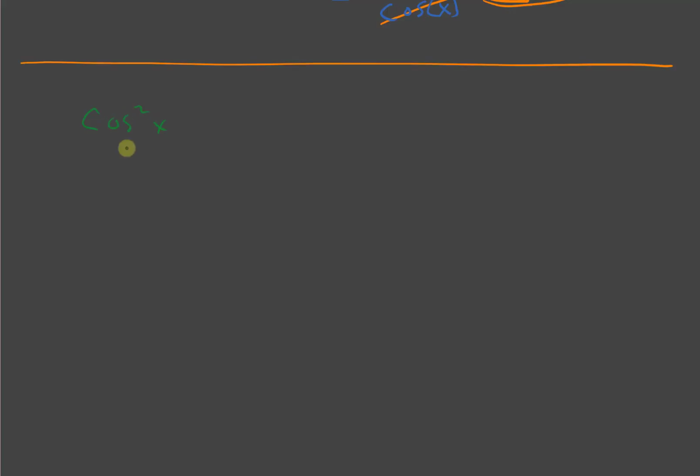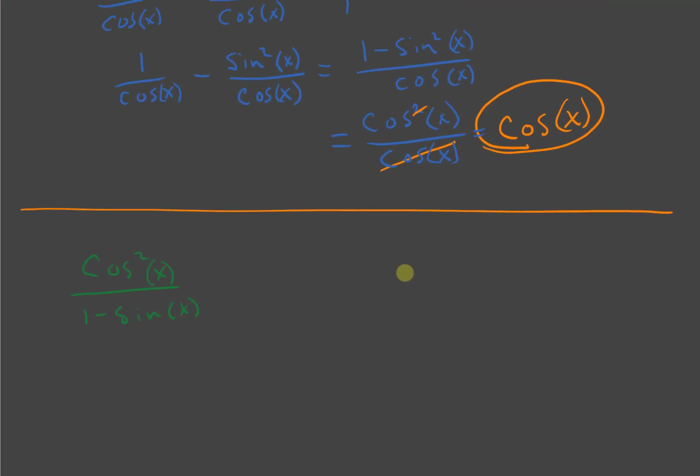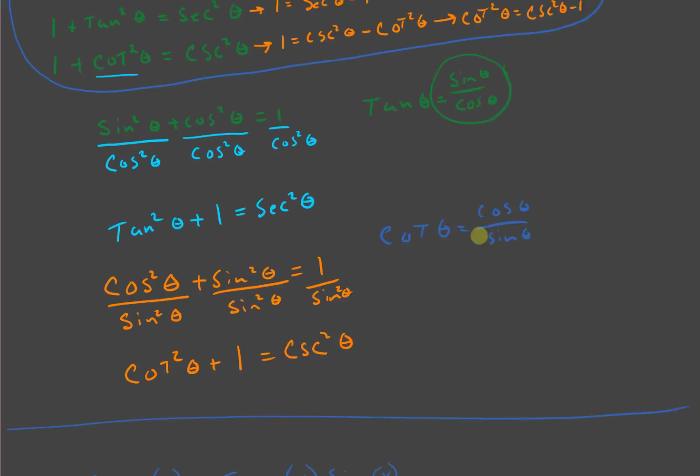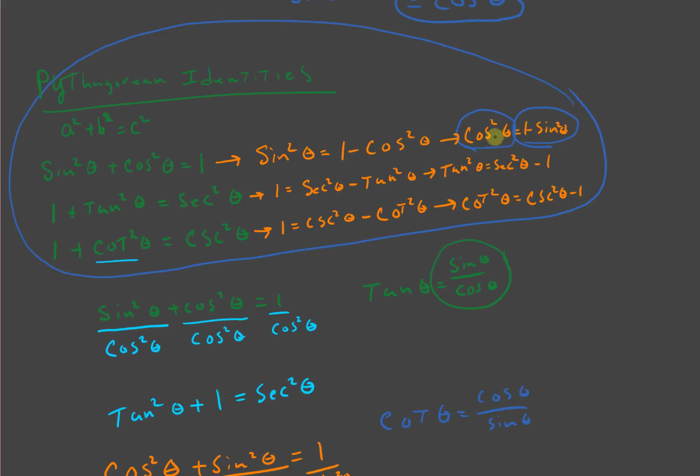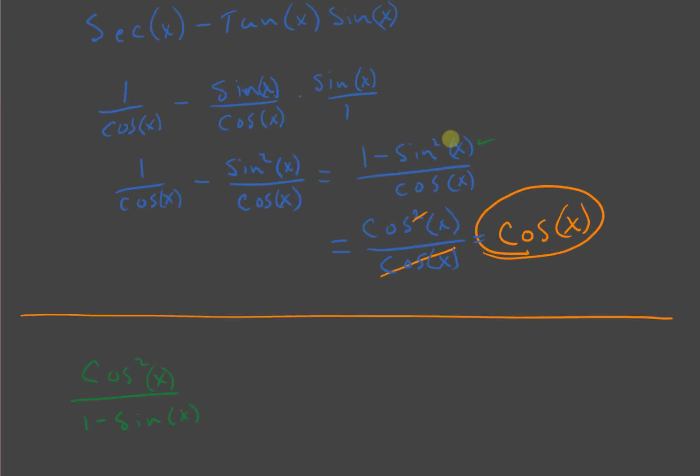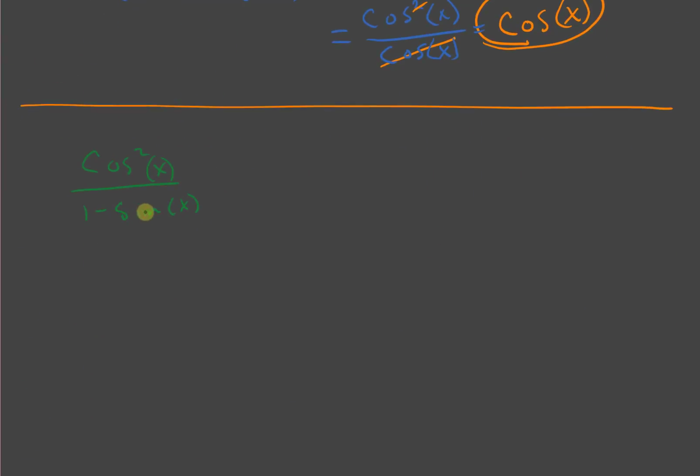Cosine squared x over 1 minus sine x. We just saw cosine squared x come into play in our previous example, right? So maybe we can just recall that, or we can go back up and look at the identities as we have them expanded out up here. Here's a cosine squared x again, just like last time. Well, that's the same as 1 minus sine squared x. That looks very similar to the denominator we have here. So let's try that. So cosine squared x becomes 1 minus sine squared x.